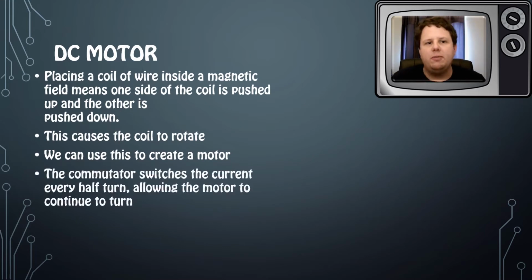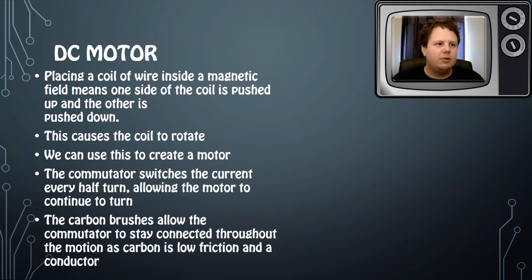Okay, then we have a commutator which switches the current every half turn. So the piece of wire that was going up, as it's going down, the commutator swaps the current so that the one going down now has the current going through the other way and continues the motion.